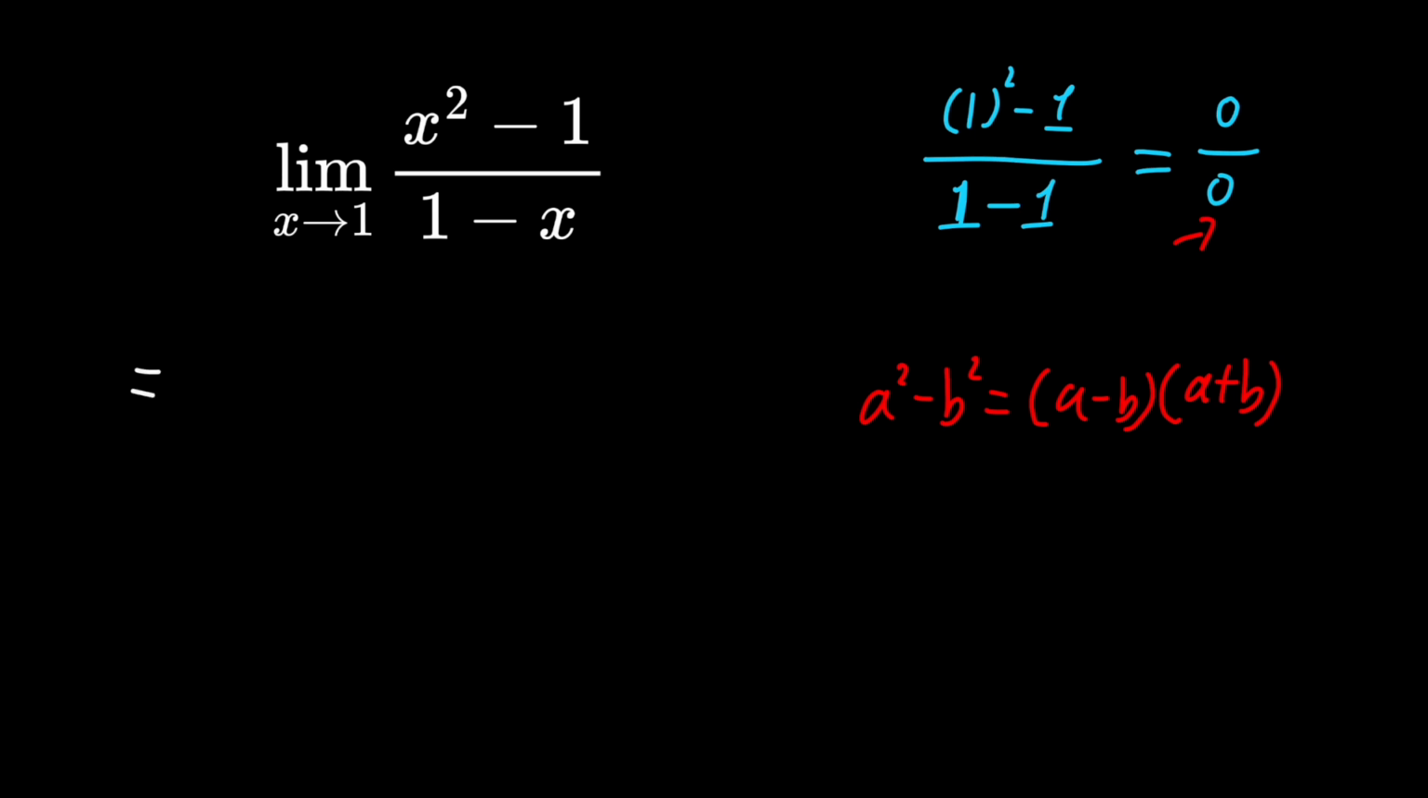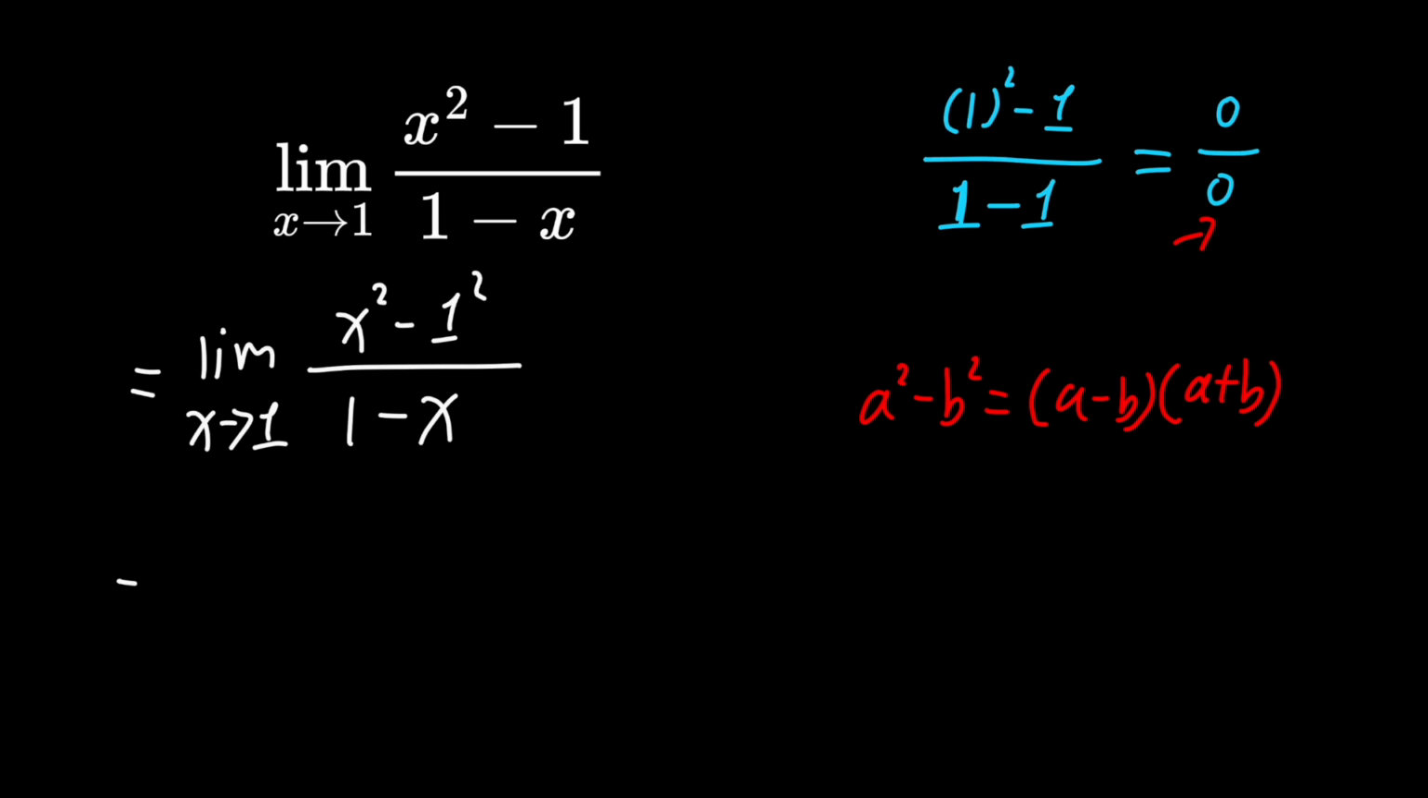In this case, limit as x approaches 1, x squared minus 1 to the power of 2, and then over 1 minus x. Since they look similar, we can apply this rule right here. So rewrite it again as x minus 1, this whole thing times x plus 1.